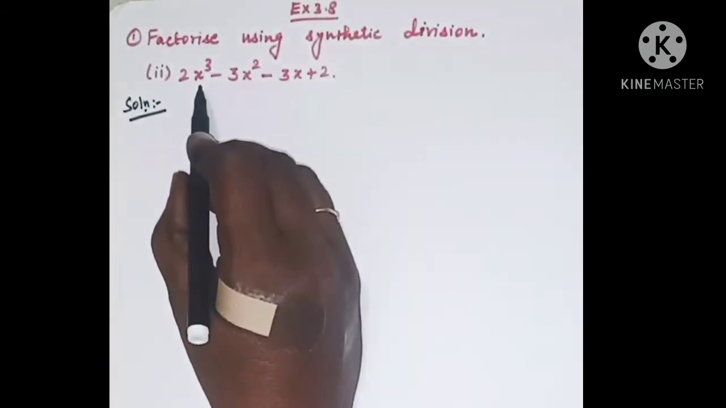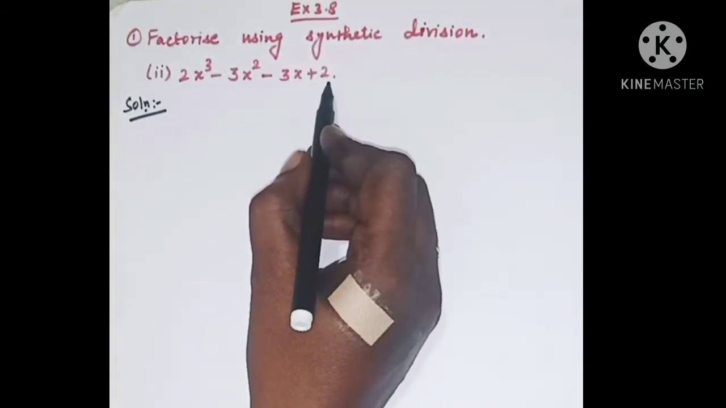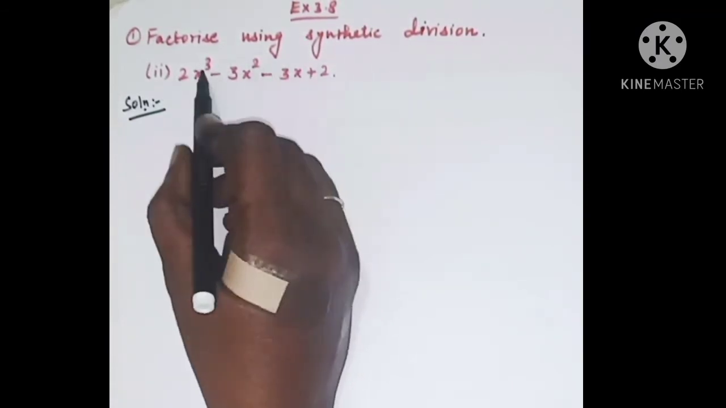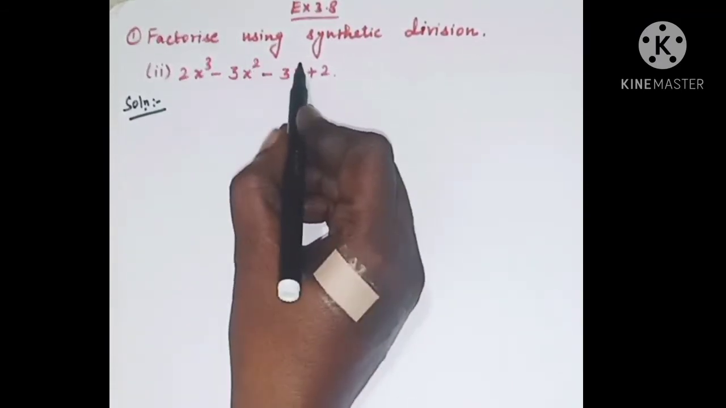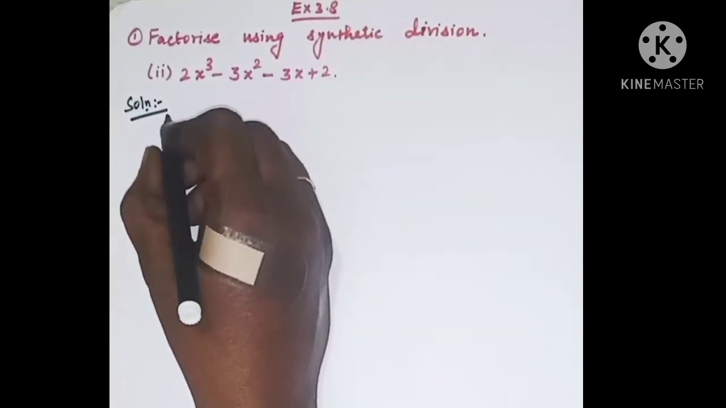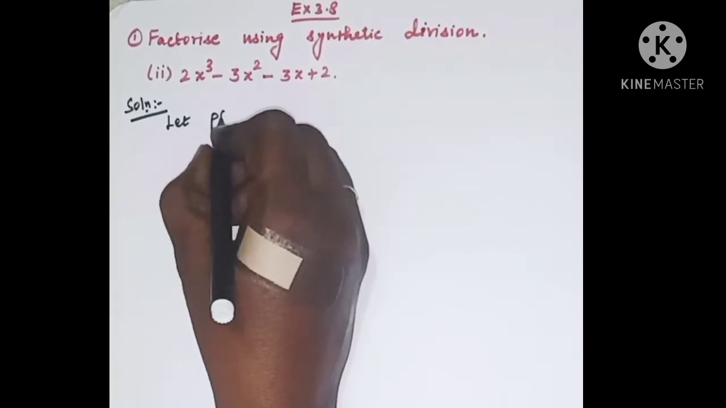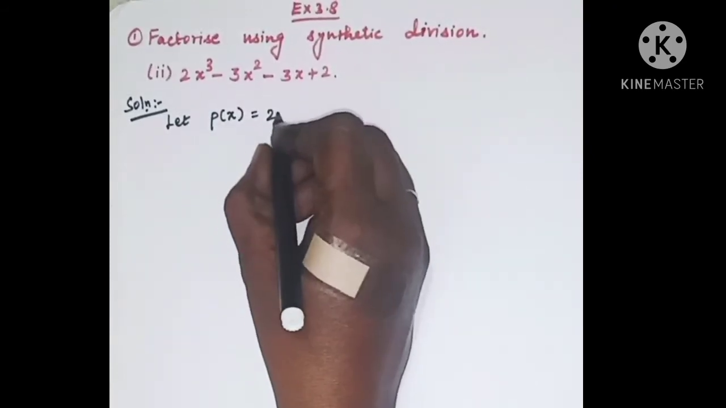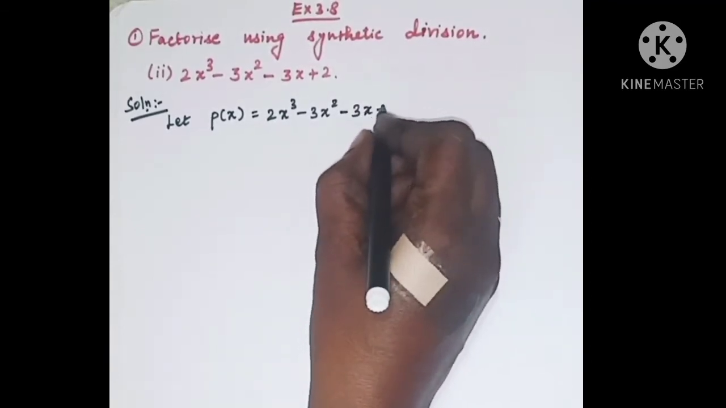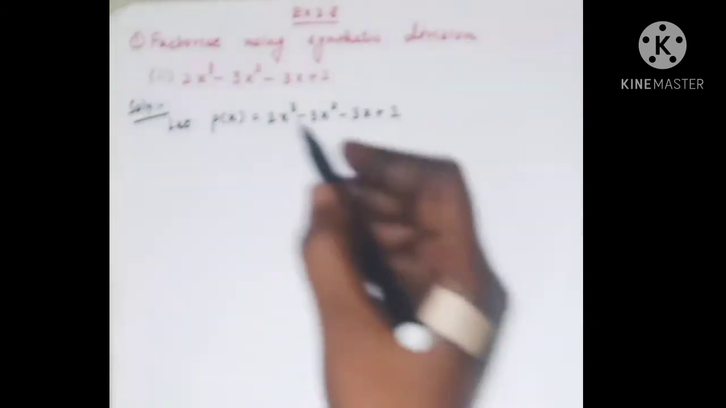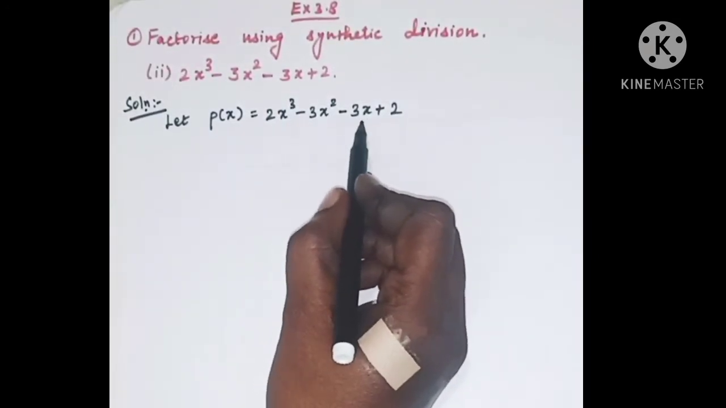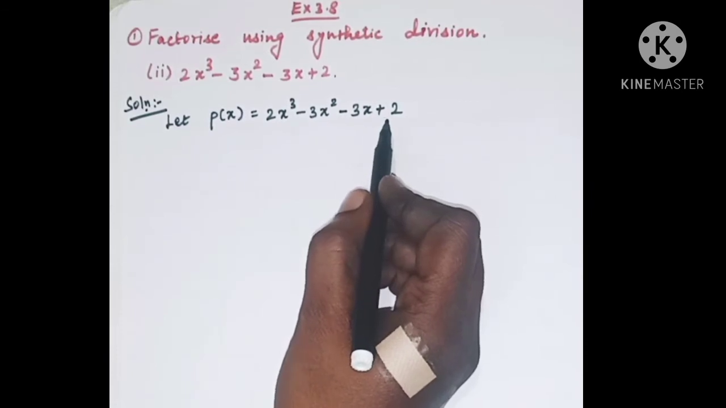First we have to check whether this expression is in the standard form or not. Checking the powers, we get the descending order 3, 2, 1 and the constant term. So this is in the standard form. So take this expression as p of x. Let p of x is equal to 2x cube minus 3x square minus 3x plus 2.